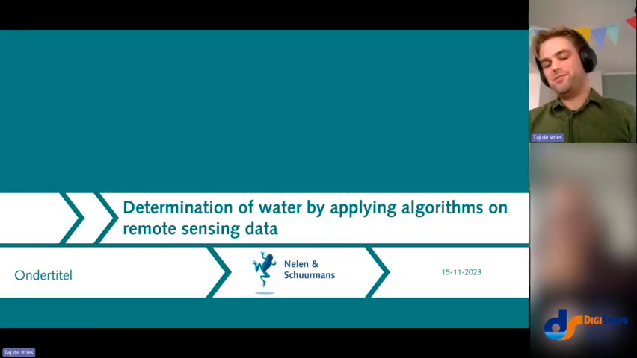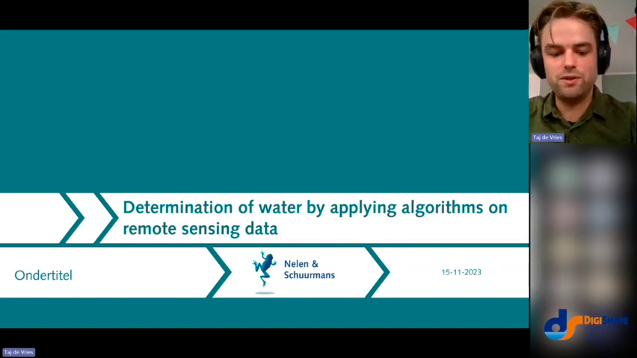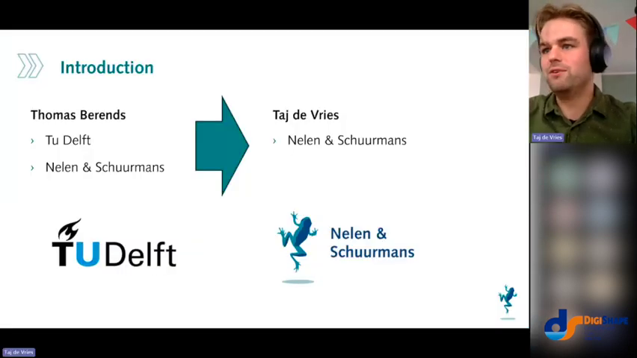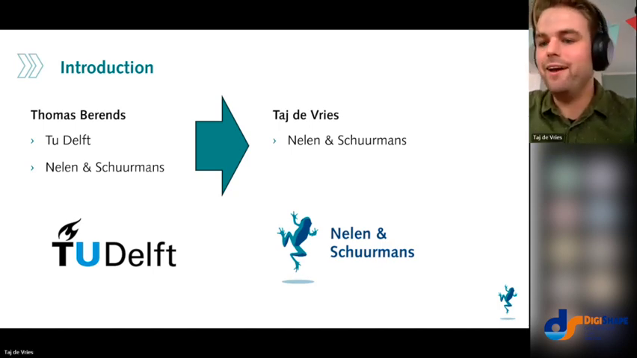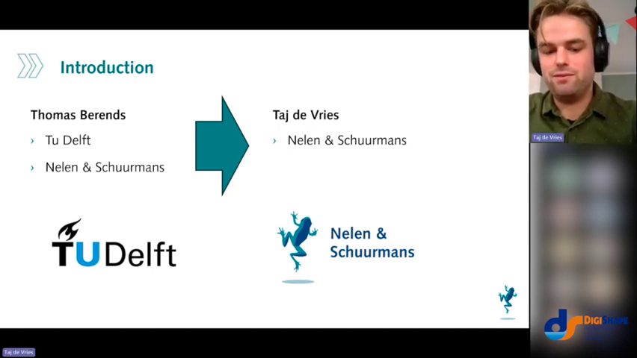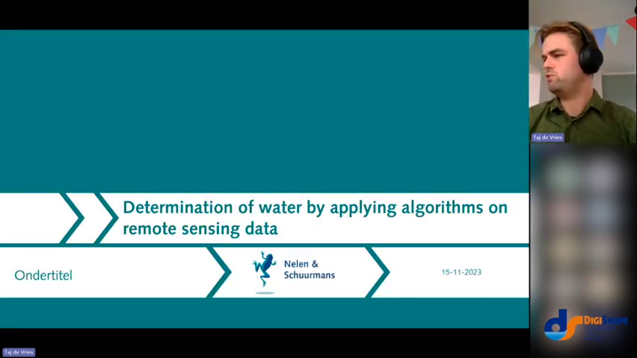So yeah, my name is Taj de Vries. I recently started working at Nelen Schuurmans, and this is one of the first projects that Thomas invited me to. Normally you probably see Thomas Berends at these sessions. He works partly at the TU Delft and partly at Nelen Schuurmans, but today you have to do with me. I'm going to tell you something about the work we did on determination of water levels, applying algorithms on remote sensing data.